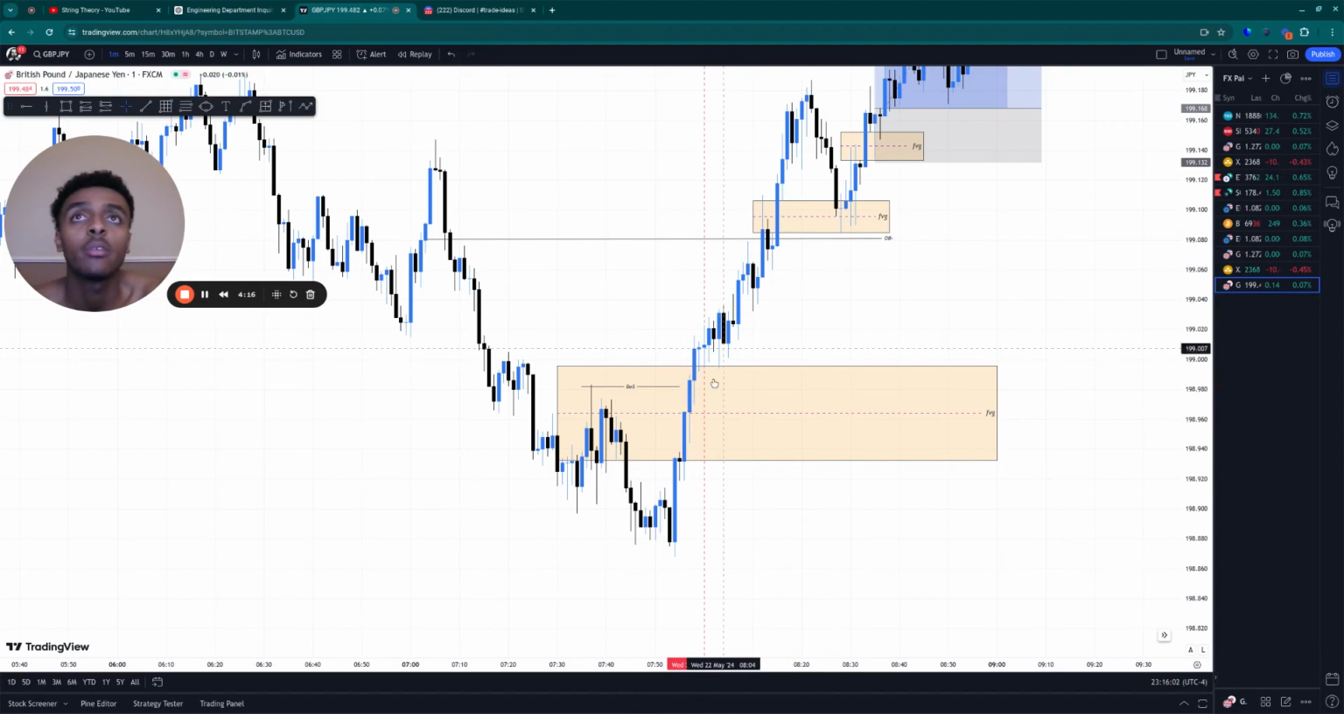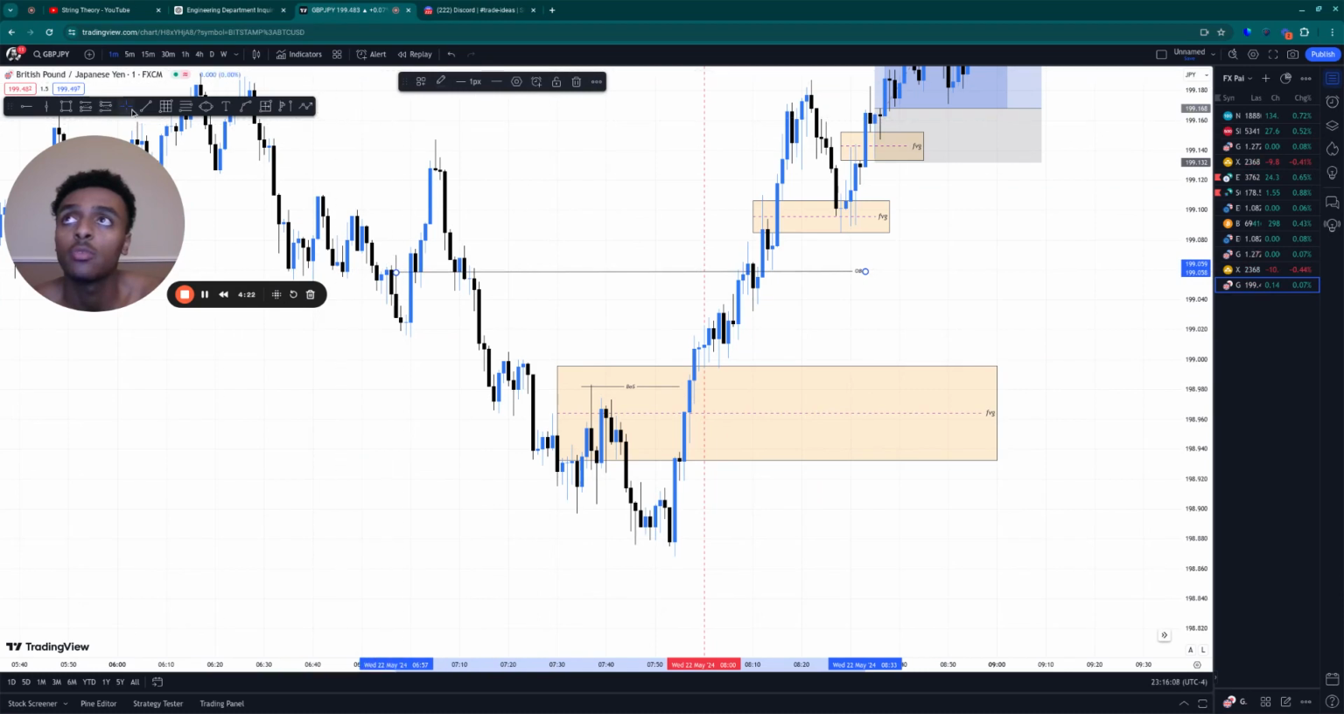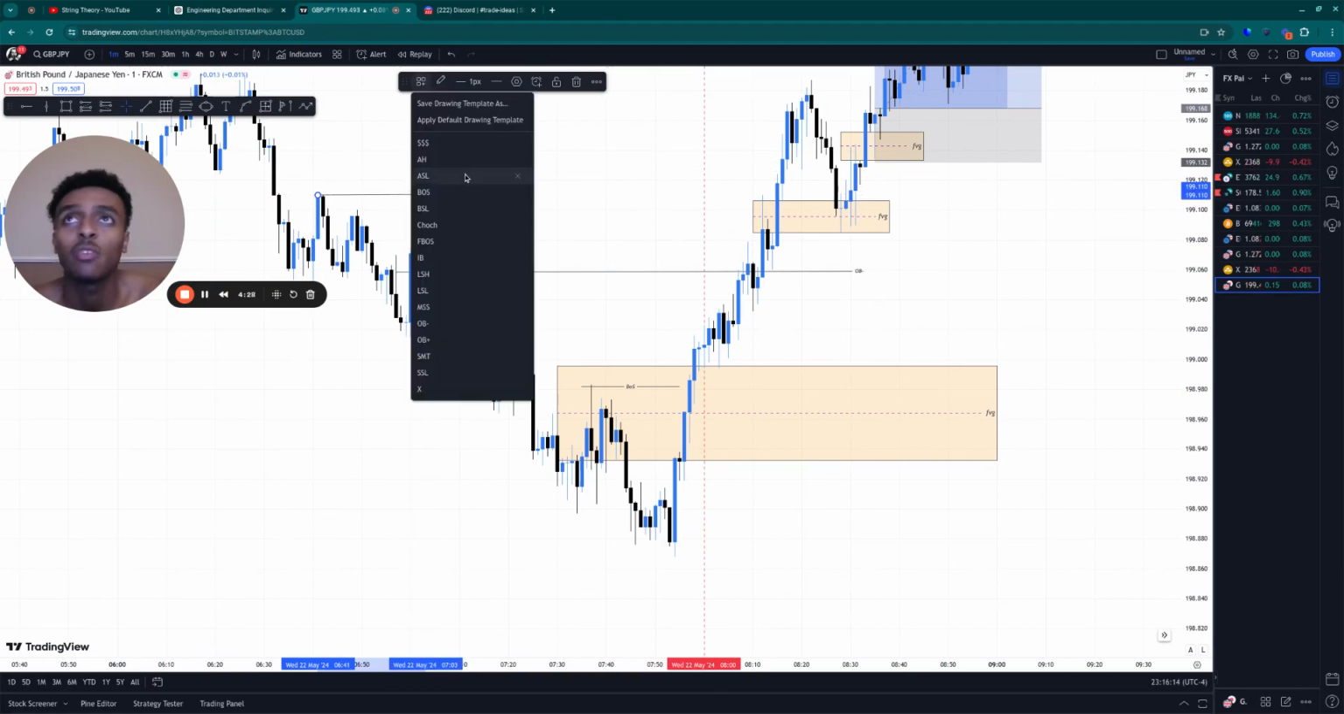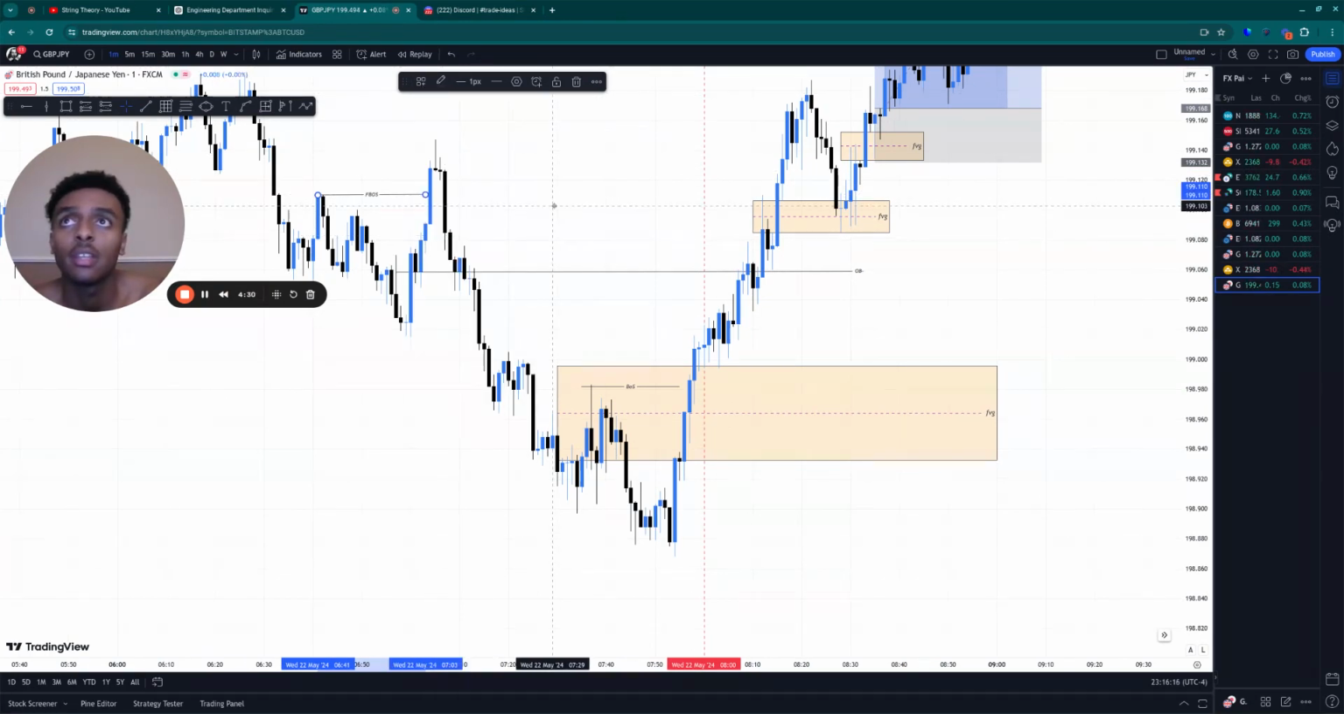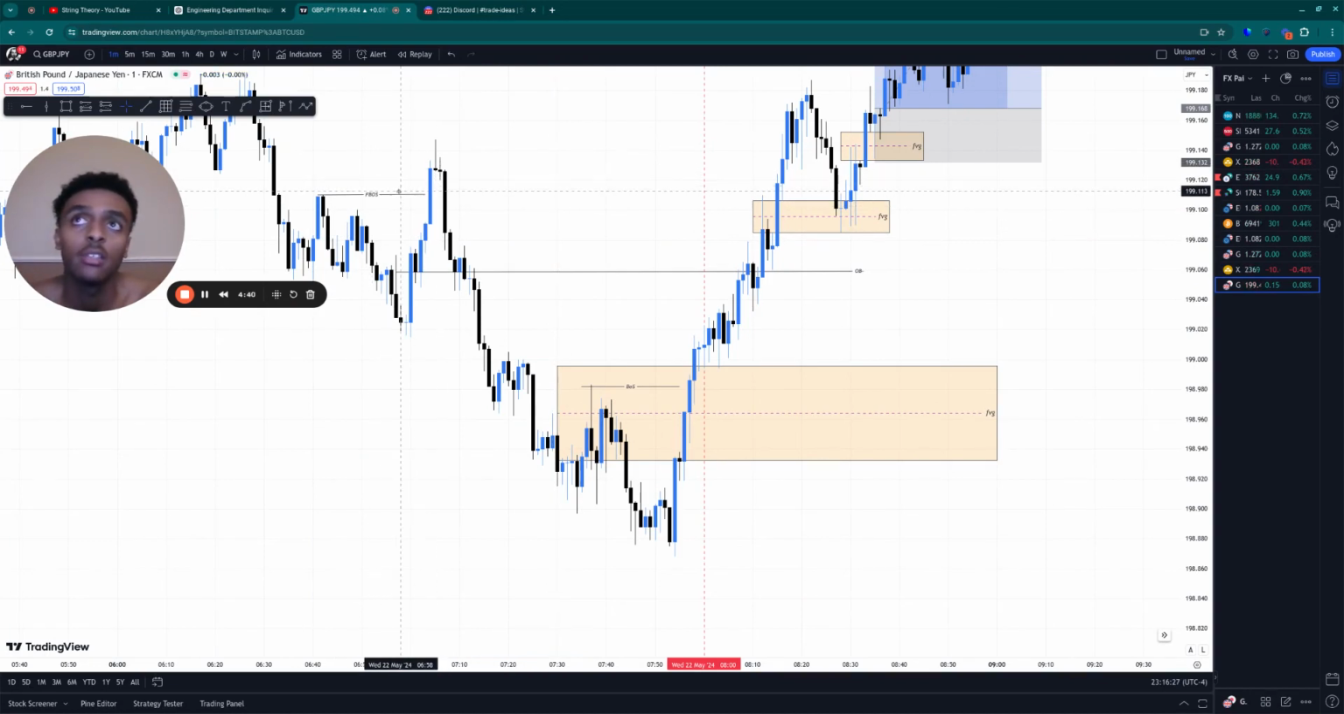So what can we say? We break structure. We come into the order block right here, right, which caused this move. But mind you, before this was a 5-minute fake break of structure, as I like to call them. That's a term that I like to use because if I break structure to the upside and I end up going to the downside, that means that break of structure was just a fake out. It's not a valid break of structure. Got it?